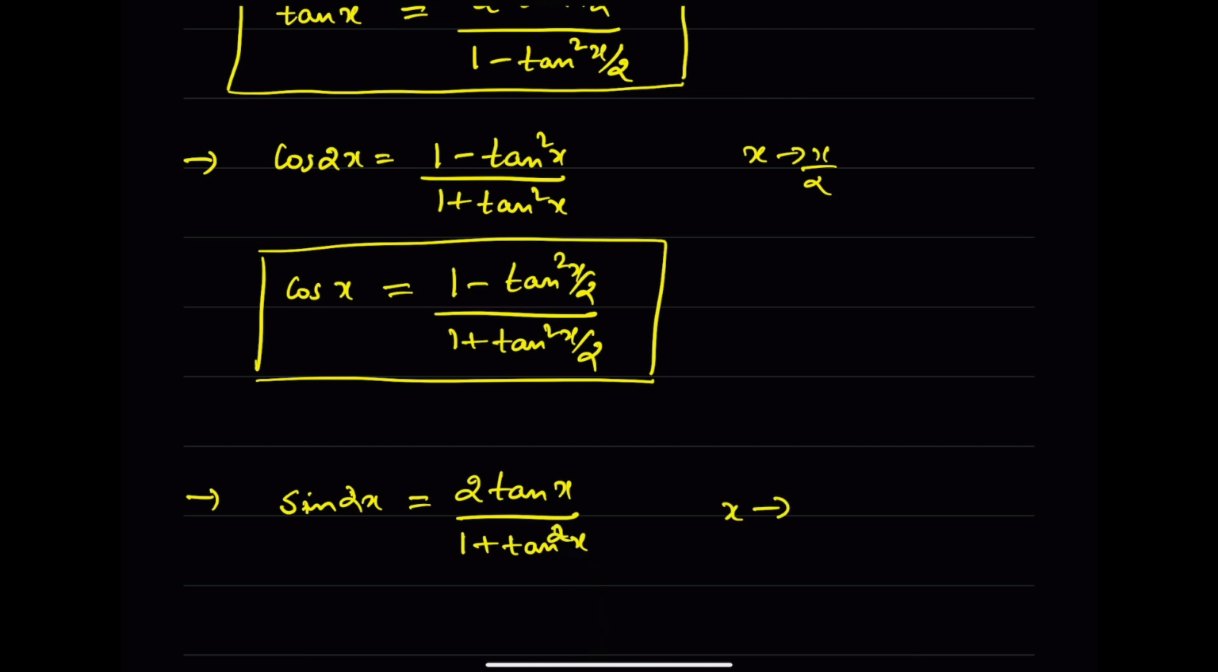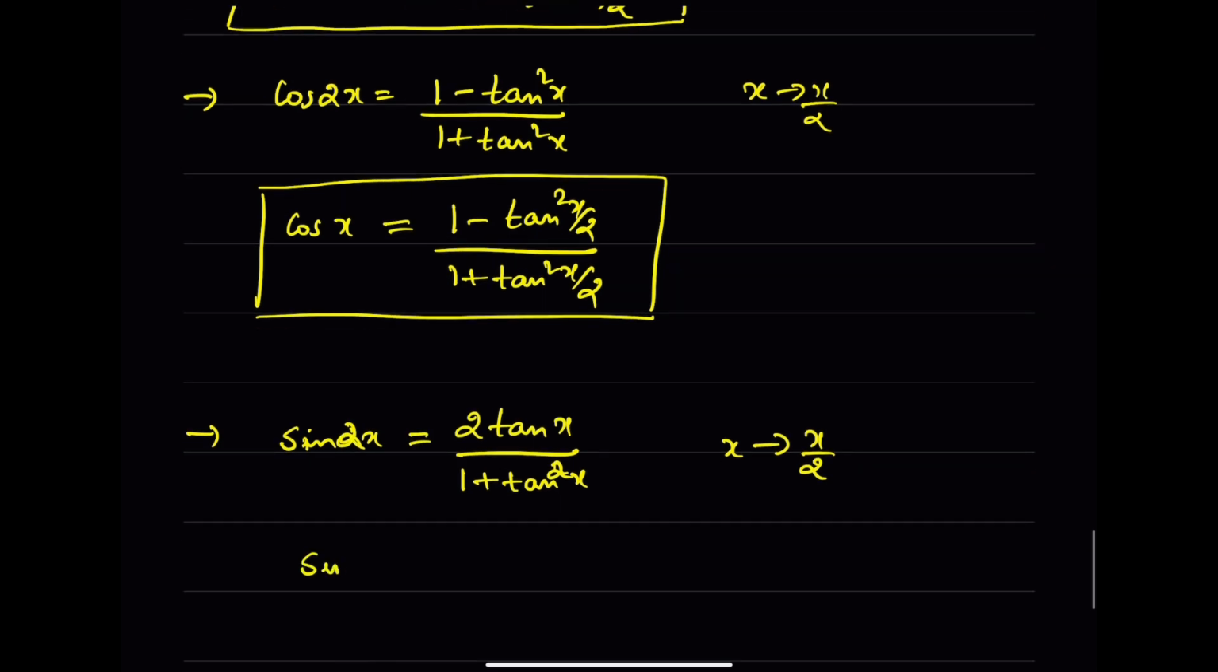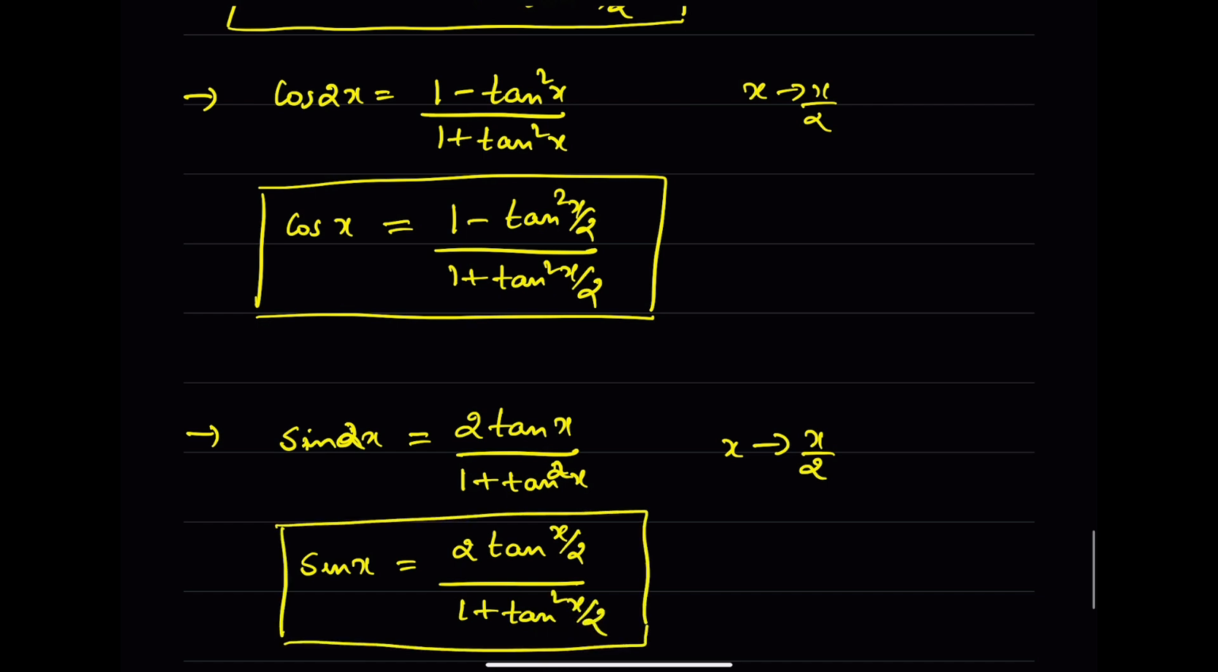So we are replacing x with x by 2. So the 2 would get cancelled here. So we would have sin x is equal to 2 times tan x by 2 by 1 plus tan square x by 2. So these are the submultiple angle formulas that I would like you to note down in a separate formula sheet. So maintaining a formula sheet is really good.